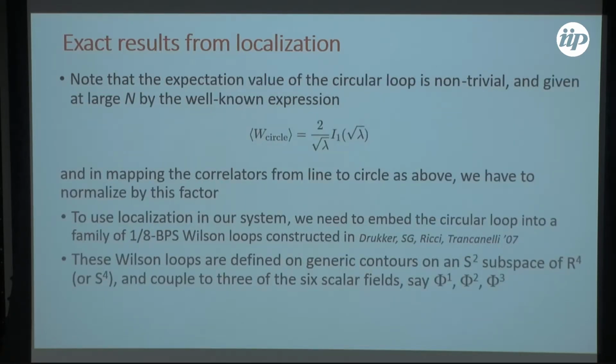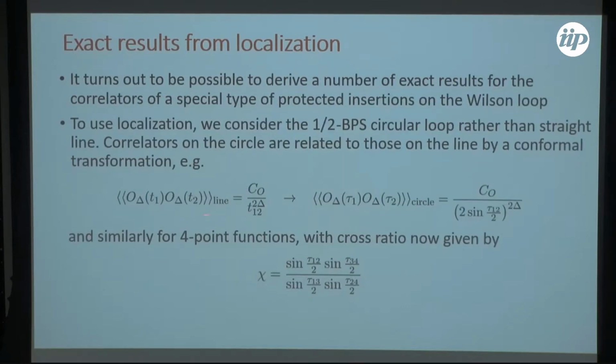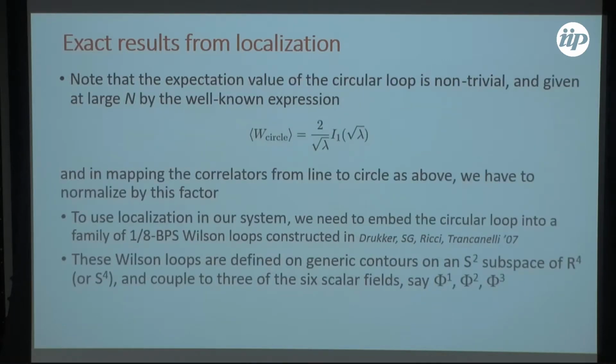Okay. So as I said before, keep in mind that the expectation value of the circular Wilson loop is non-zero, given by this expression, and when mapping and relating these correlators on the line to the circle, we have to normalize by this when we are on the circle side. To actually use localization, we have to slightly generalize the system and consider a family of operators which preserve less supersymmetry, which are 1/8 BPS operators, defined for arbitrary contours on a two-sphere.